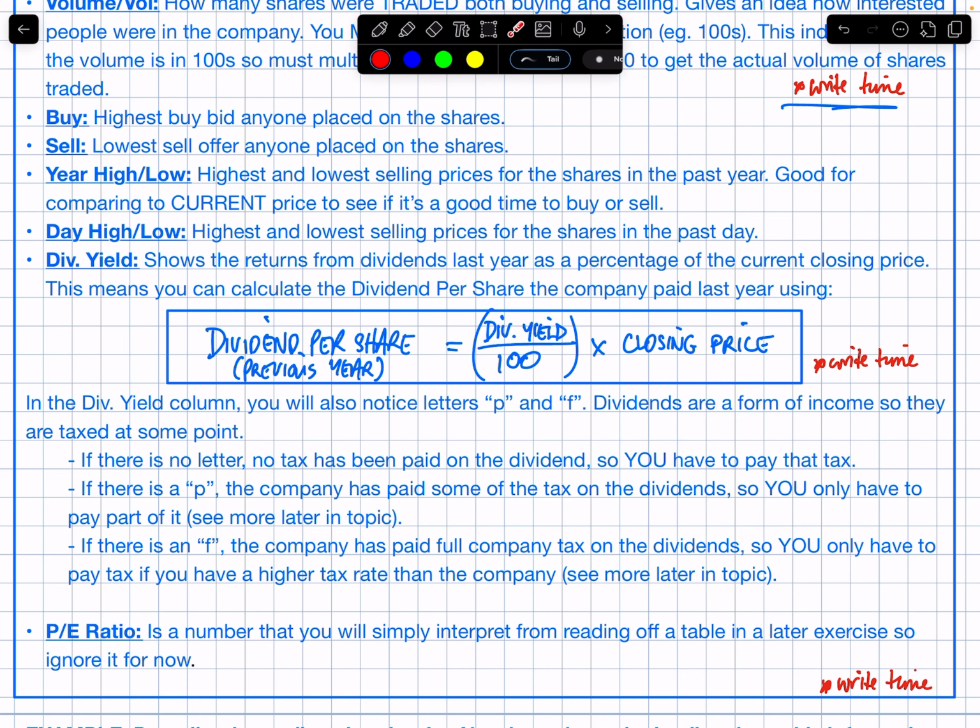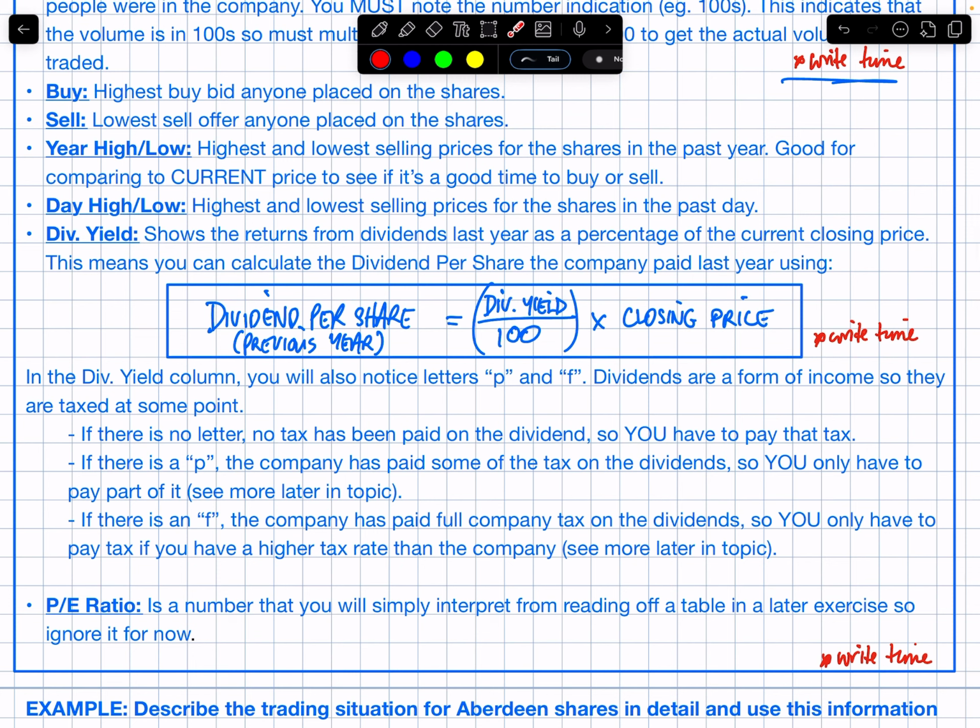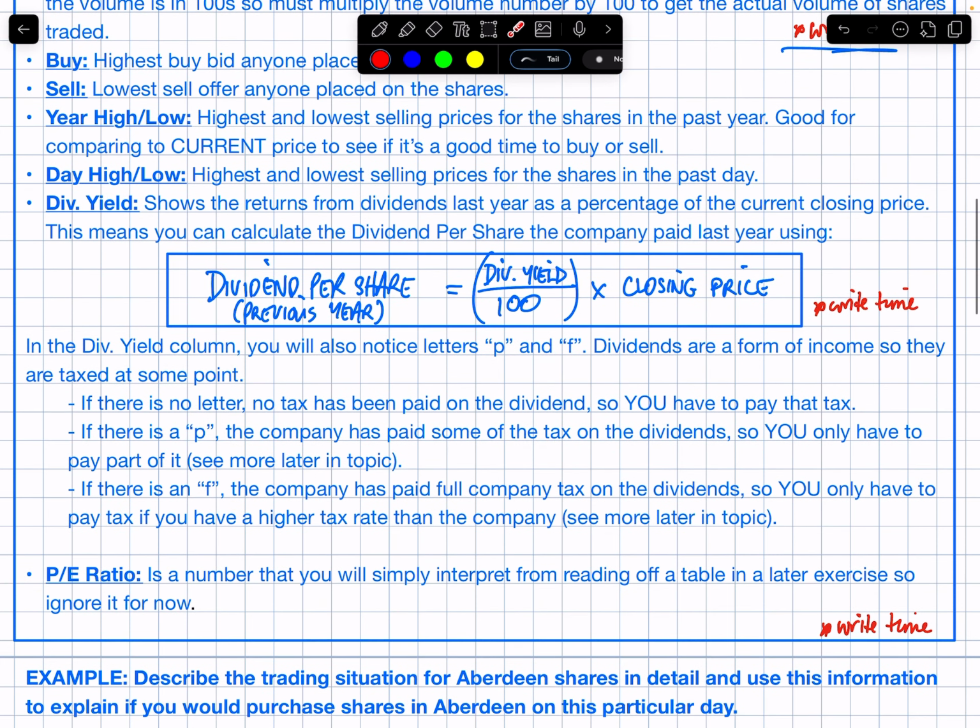So dividend yield is giving you an idea of, as a percentage, how much money of what you spent you are getting back just in free money from the dividend payments, okay? You can actually calculate the dividend per share a company paid the previous year using this formula. Dividend per share in the previous year is the yield divided by 100, because the dividend yield is in percentage, and then you multiply that by the closing price. That calculation is going to tell you how much dividend you got per share last year.